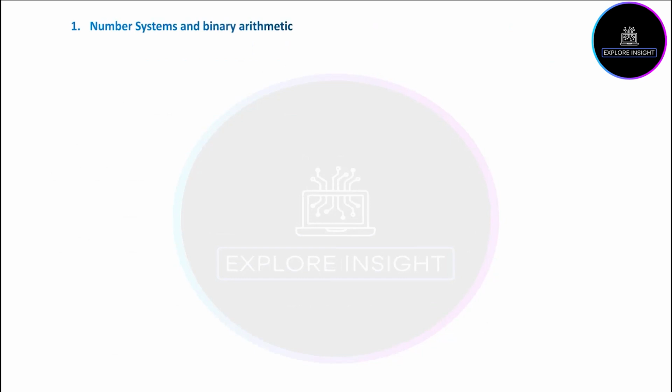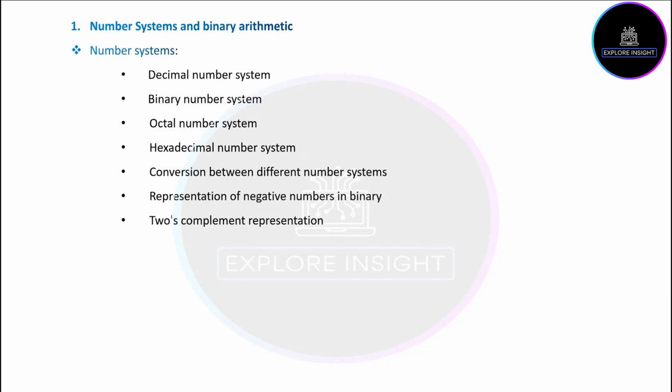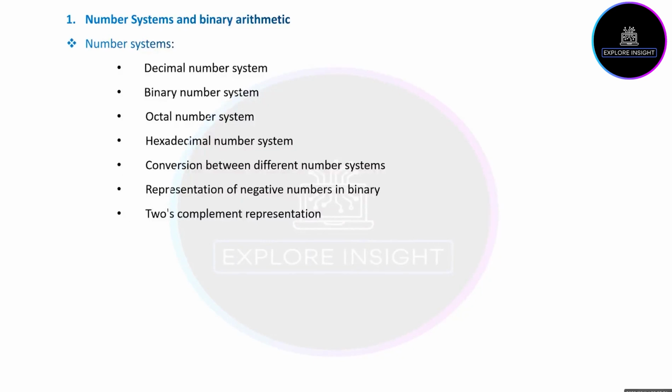Now, when we talk about the number system and binary arithmetic, I want you to consider it as the fundamental concept in digital electronics and computer systems. So the binary system is the most commonly used number system in digital electronics, as digital signals can only have 2 values, 0 and 1. Now, for the number system, we'll be looking at the decimal number system, binary number system, the octal number system, hexadecimal number system. Now, the conversion between the different number systems. Furthermore, the representation of negative numbers in binary. And lastly, 2's complement representation.